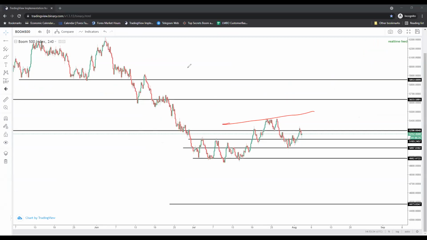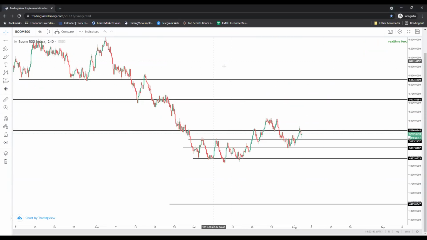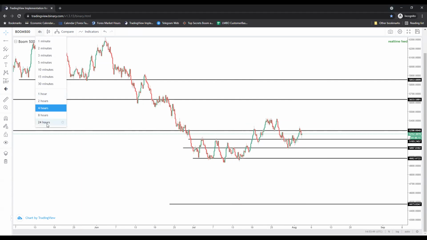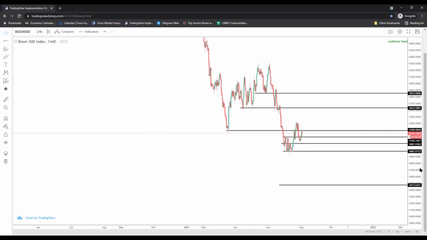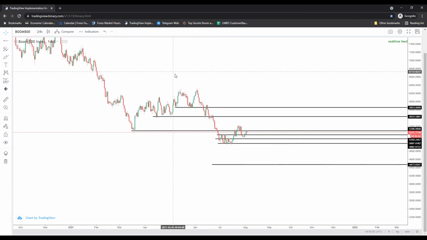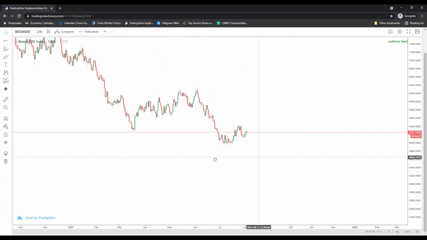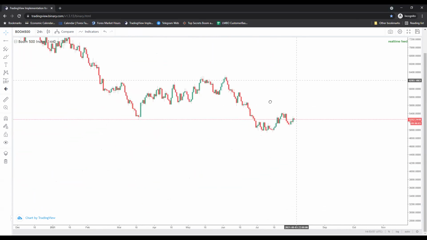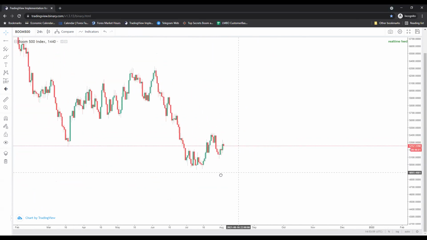Right. Yeah. Okay. So now you can see the trading view on Boom 500 on the 4 hours. Right? So how do we do the top-down analysis? I will quickly guide you with the 24 hours, which is 1 day. Let me just remove all the drawings and show you how I use it.